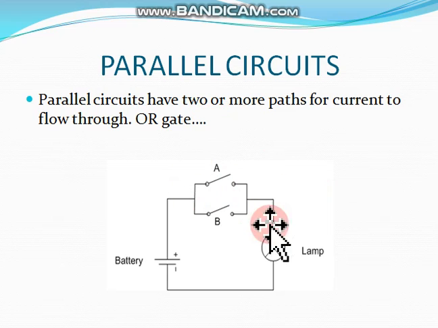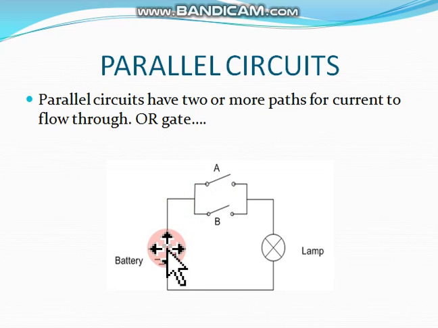So for example, you can see here you have the battery, you have the lamp, of course, and this is how the parallel circuit looks. They are in parallel, as you can see. We have the first switch there, the second switch. They are arranged in parallel just to allow those multiple paths.